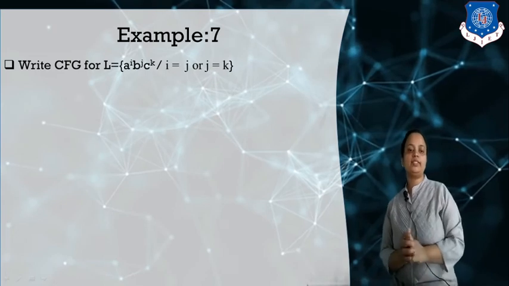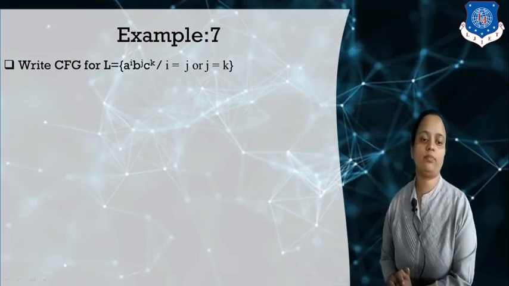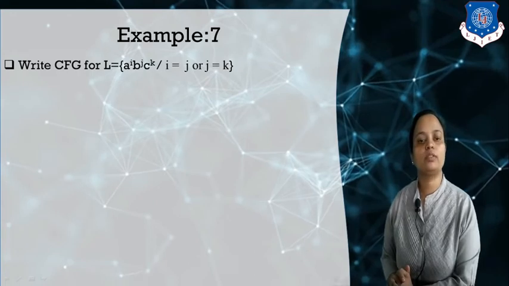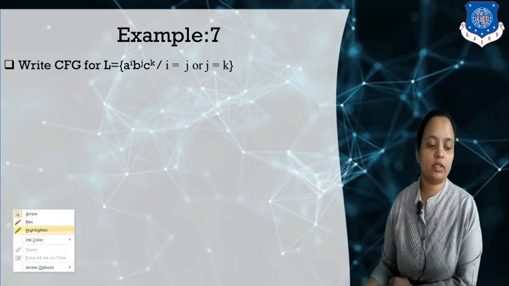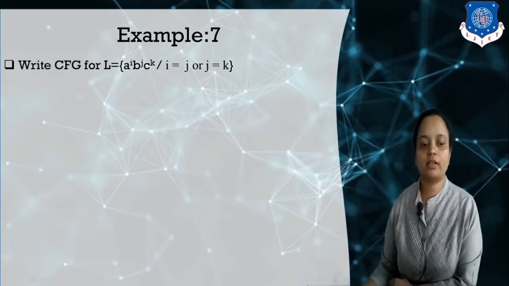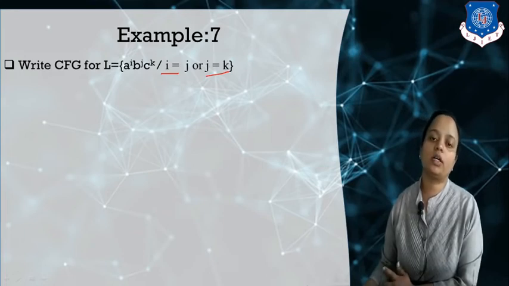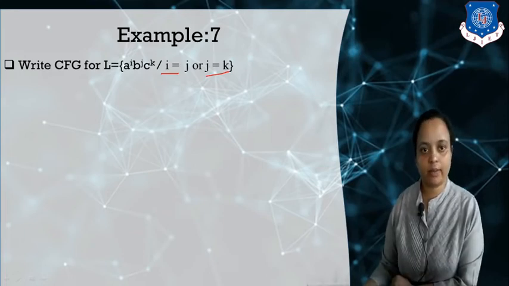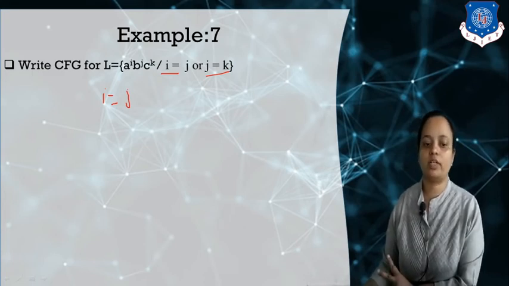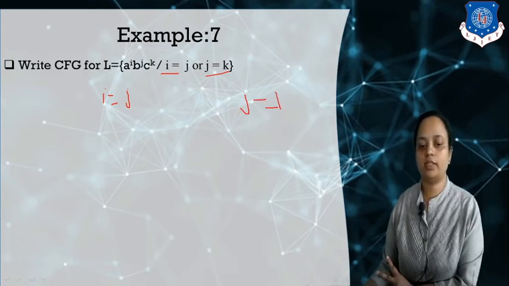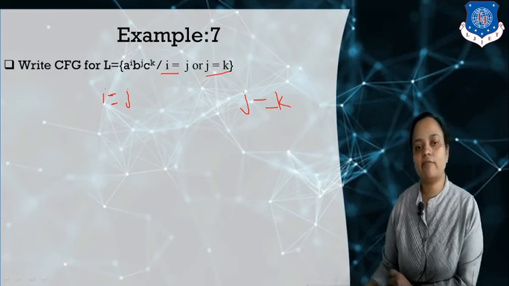Now the example: a raised to i, b raised to j, c raised to k, where i equals j or j equals k. In this language, they have given two conditions, and these two conditions are connected with the OR. So how can I convert this language into a context-free grammar? What we have to do is write two different grammars and connect them with this OR condition. Here I have taken the first condition, which says that the power of i is equal to the power of j.